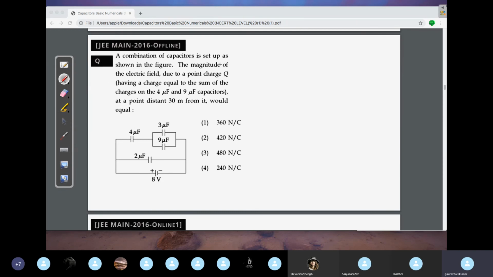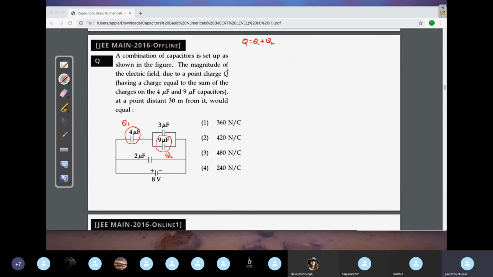A combination of capacitors is set up as shown in the figure. The magnitude of the electric field due to a point charge Q. Let's say you have to calculate the charge on this and the charge on that. Let's say the charge here is Q1 and the charge here is Q2. You have to calculate Q1 plus Q2, so Q is nothing but Q1 plus Q2. And for this, this is the point charge Q you have here.